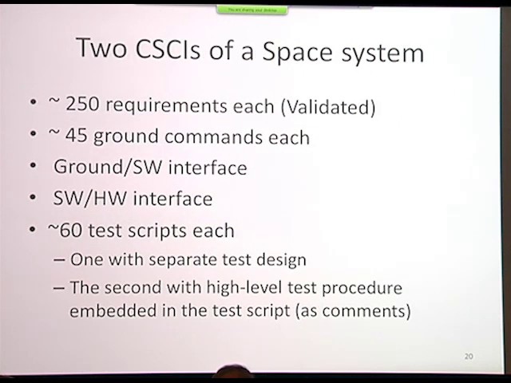Okay. For the actual CSCIs, just to give you an idea, this was two CSCIs. They had around 250 requirements each, around 40 plus ground commands, and then they both had software hardware interfaces, a number of scripts, and some, like the second, with a higher level of test procedure embedded in the test scripts itself.